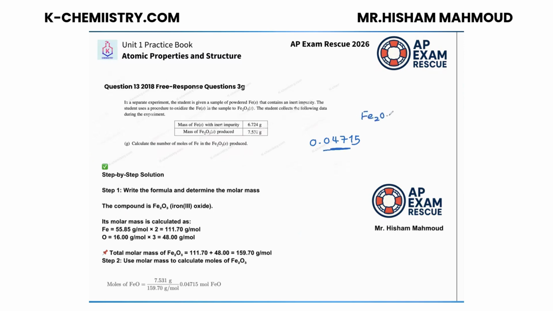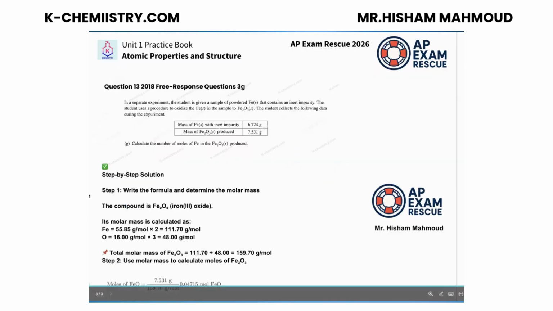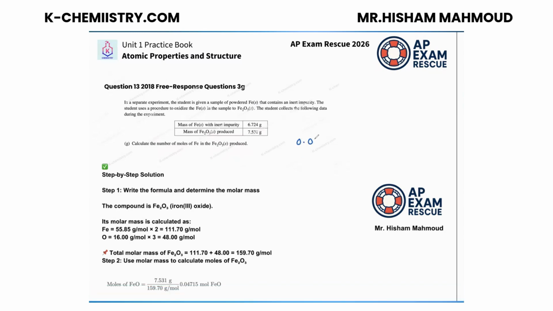We know that every mole of Fe₂O₃ contains 2 moles of Fe. Do you remember the calcium chloride example in video number 2? And it contains 3 oxygens. So all you have to do is multiply this number by 2 to get the number of moles of Fe inside the Fe₂O₃. So let's do this on the calculator. 0.04715 multiplied by 2 is going to get us 0.0943 moles of Fe.